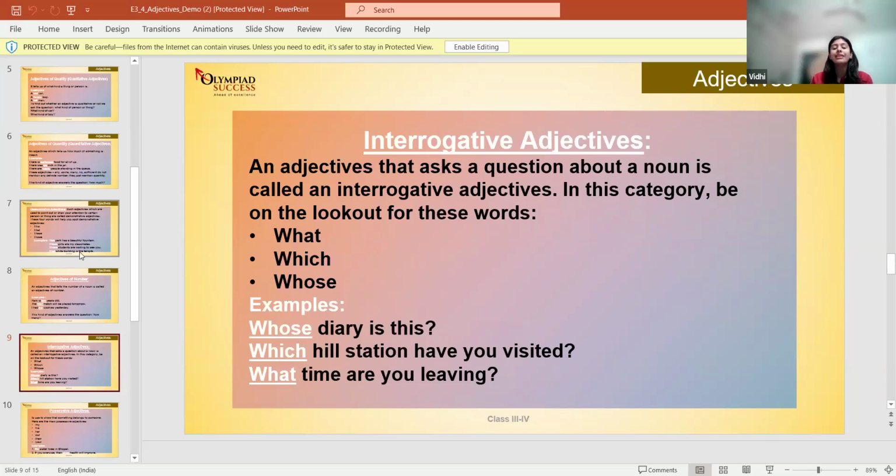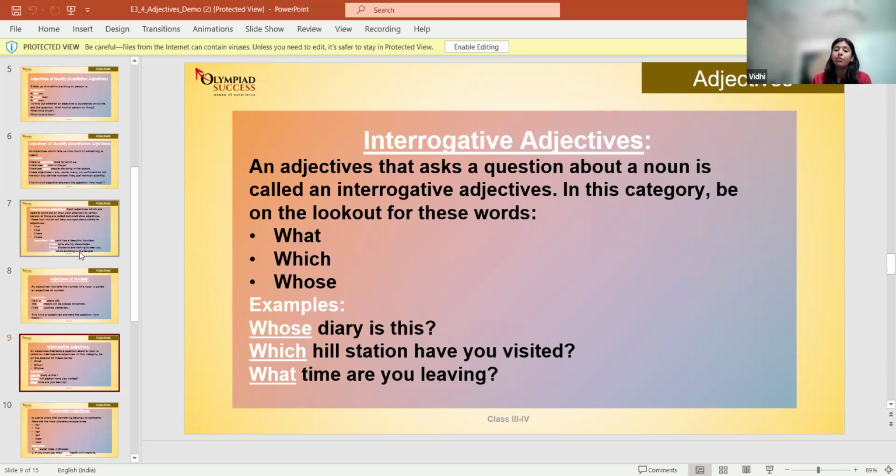Whose diary is this? Which hill station have you visited? What time are you leaving? So these three sentences are talking about, like, whose diary. So we are talking about a diary, right? And it is telling us something more about the diary. Whose is an interrogative adjective. Which hill station? So which again is an interrogative adjective.